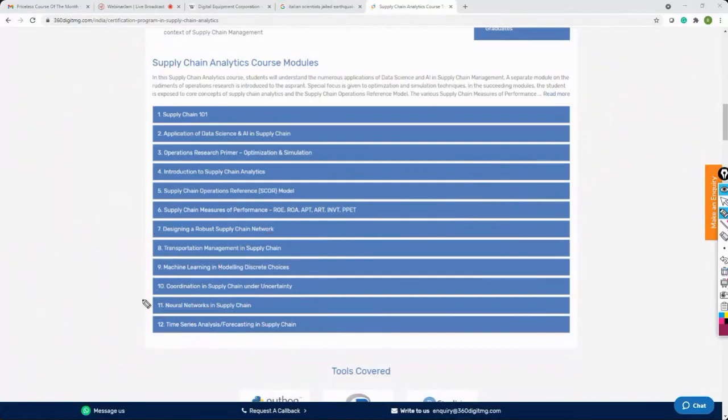For all of these, we will make use of two tools. Number one, we'll make use of Excel, and we'll make use of something called Solver, which is an add-in. Second, we'll make use of R programming, which is pretty easy. And with respect to neural networks alone, I'll make use of Python.